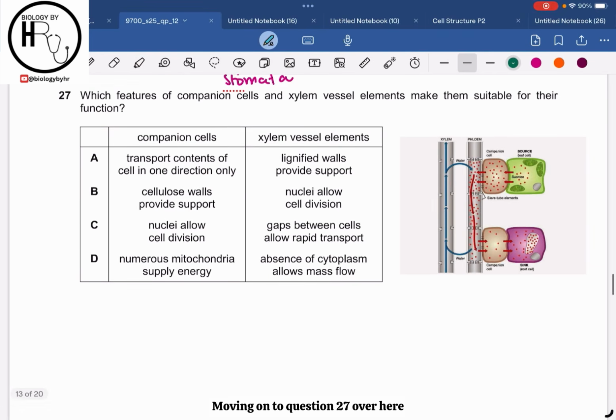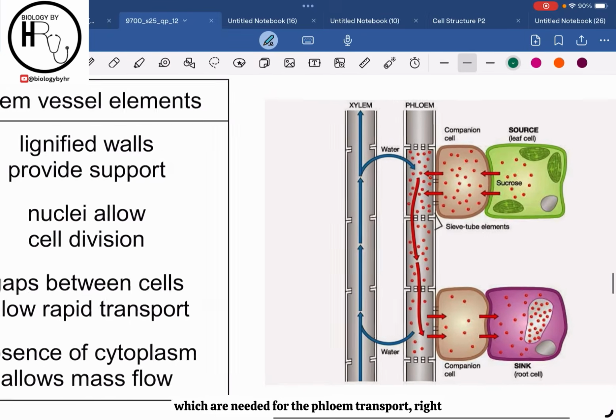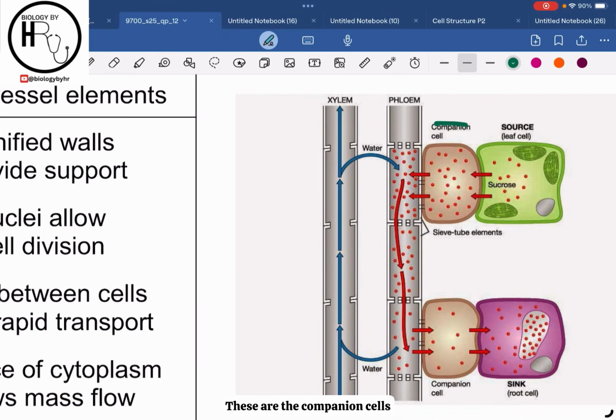Moving on to question 27 over here. Question 27 says, which features of the companion cells and the xylem vessel elements make them suitable for their function? So if I talk about the companion cells, companion cells are specialized cells which are needed for phloem transport. These are the companion cells and they are required for phloem transport, for example, the loading and the unloading of sucrose. Over here there is the loading of sucrose and over here there is the unloading of sucrose. So these are the companion cells.